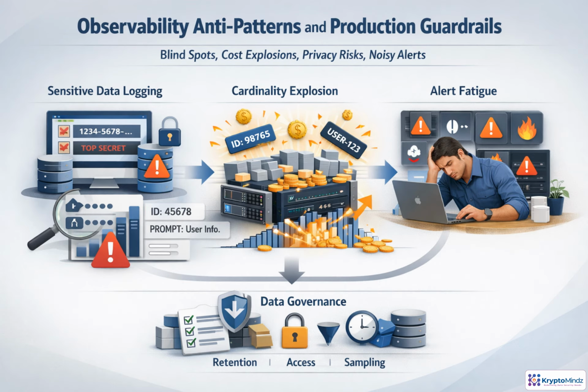Good observability should reduce risk, not create new ones. Start with data hygiene. Do not log secrets, raw prompts, tool outputs, tenant data, or sensitive payloads unless redaction and policy review are in place. Keep metric cardinality under control, because labels like request IDs, raw user IDs, and free-form inputs can turn one metric into millions of time series.